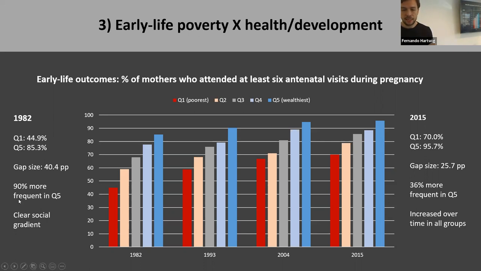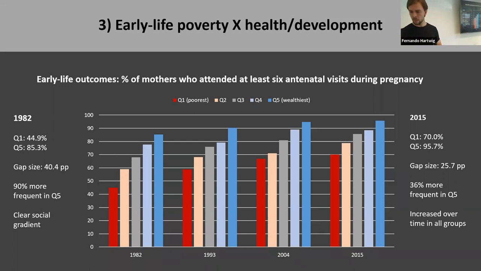If we compare again the wealthy group and the poor group, now not one minus the other, but in relative terms, we see that this proportion was 90% more frequent among the wealthy compared to the poorest subgroup. And when we go to 2015, it was just 36%. Still, it's not a small number, but it's smaller than it was in 82, right? So we can say that although we still see some inequalities in 2015, it's not as bad as it used to be in 82, right? So there's still room for improvement, but at the same time, some improvement has happened already.